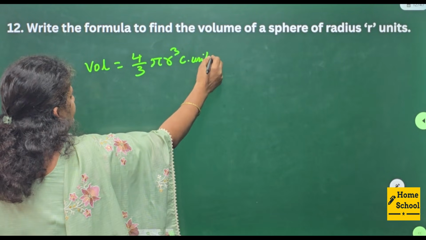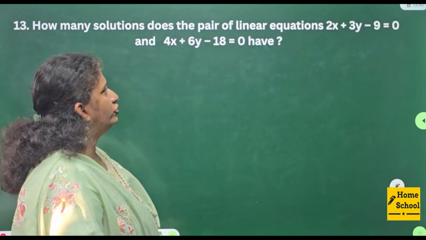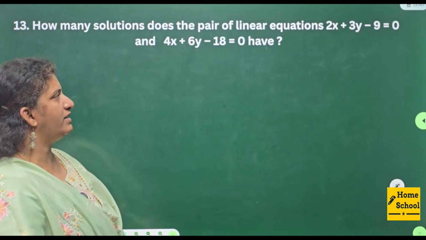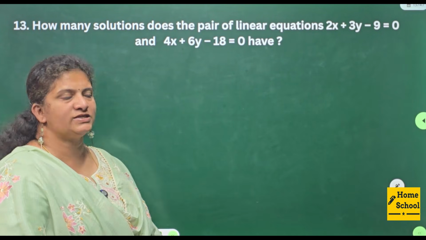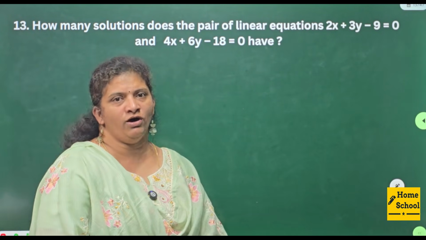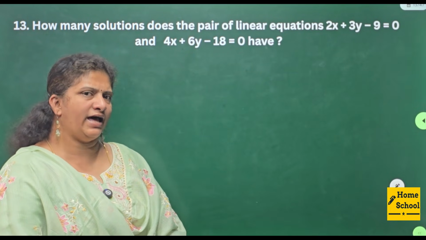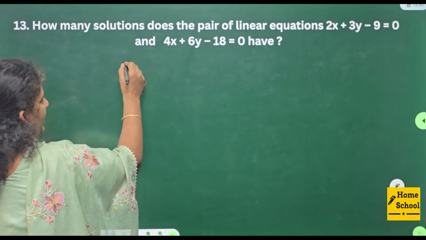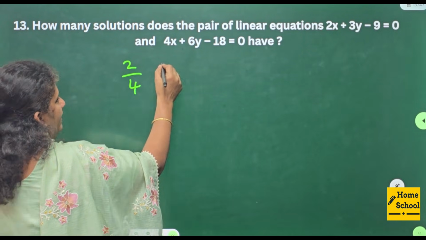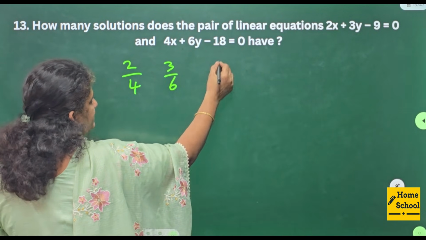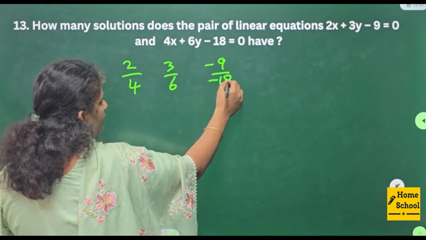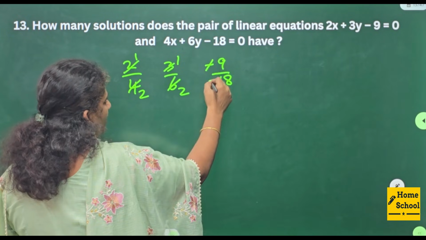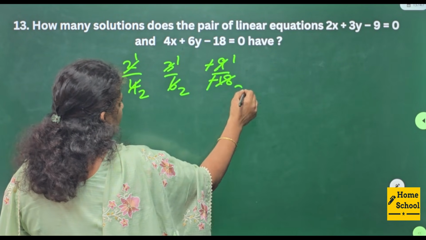13. How many solutions does the pair of linear equations 2x plus 3y minus 9 equal to 0 and 4x plus 6y minus 18 equal to 0 have? How many solutions do they have? First, we need to compare the ratios. That is a1 by a2, b1 by b2, c1 by c2. 2 ones are 2, 2 twos are 4, 3 ones are 3, 3 twos are 6. Minus minus cancel, 9 ones, 9 twos.